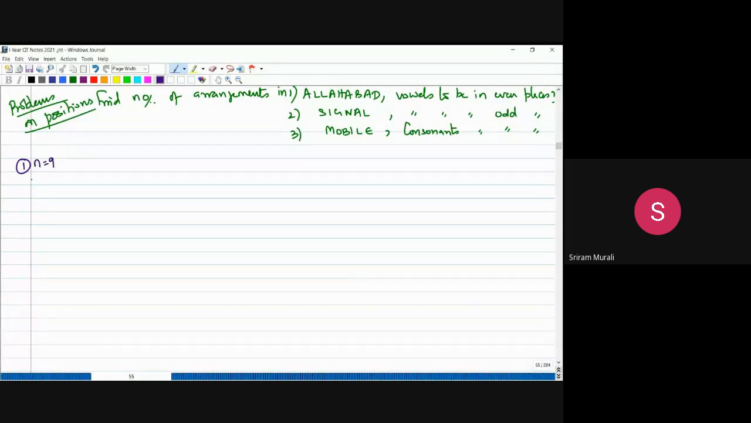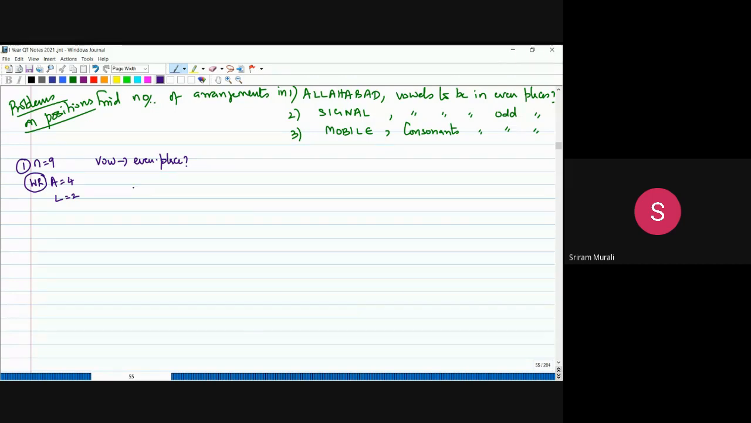9. Is it a word with repetition or without repetition? With repetition. Which letters are repeated? A 4 times, L 2 times. What is the condition? Vowels are to be in the even places.